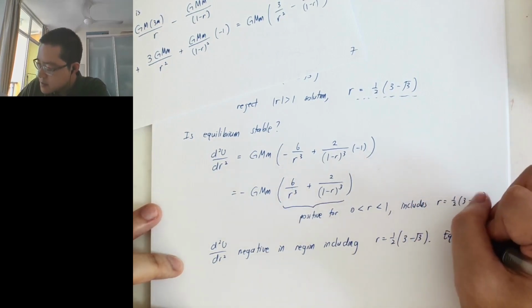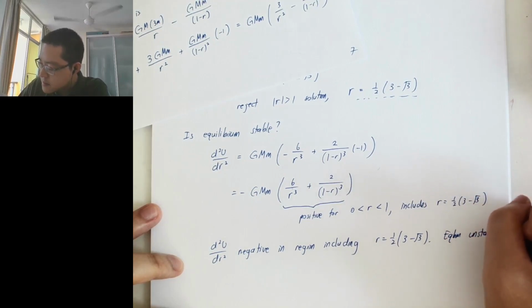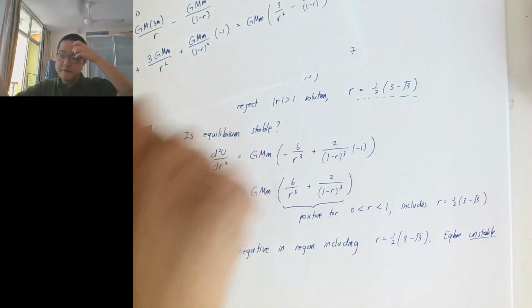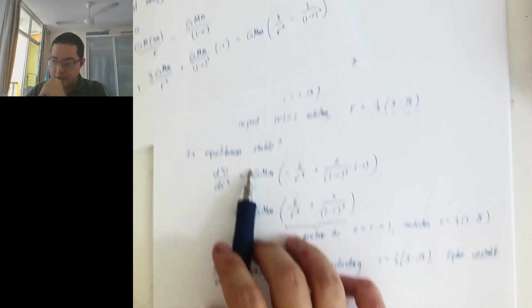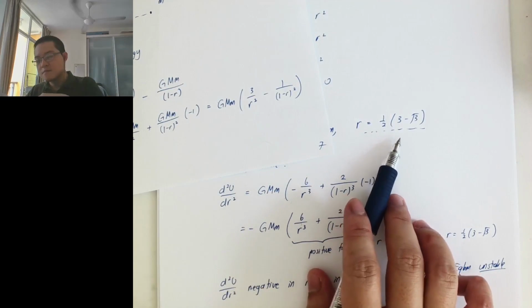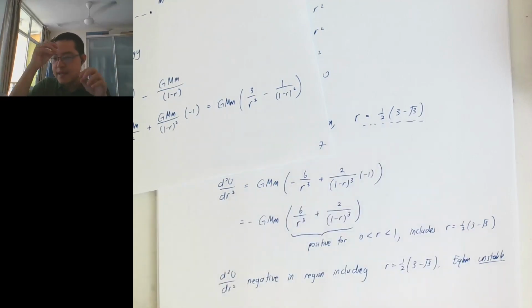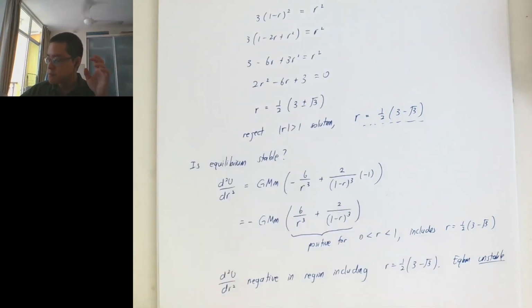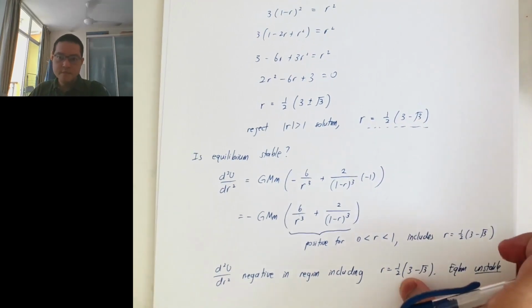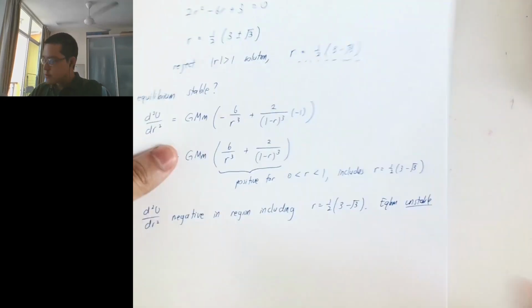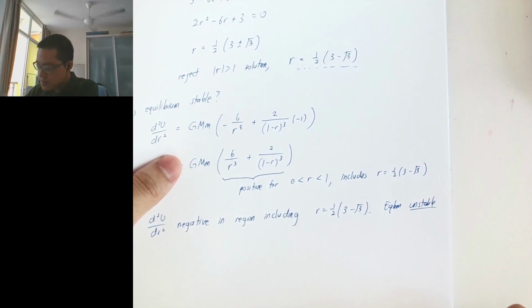So the equilibrium is unstable. A negative second derivative means this value is a local maximum. So if you move it slightly away, it will continue to go further away. So it's not a restoring force. Okay, clear? Everyone clear so far? Okay, so if everyone is clear with this, let's do the next question.